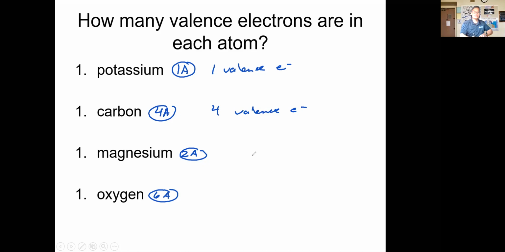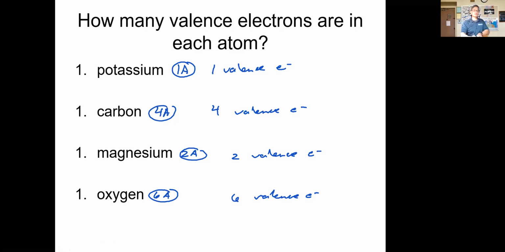Magnesium is going to have 2 valence electrons based on the group number again, and then oxygen is going to have 6 valence electrons. Okay, so hopefully everyone's able to identify that fairly easily. I hope that's not going to be an issue, but I want to expand upon what we just talked about and be able to identify whether these electrons are going to be paired or unpaired. We need to make sure we are able to do that.